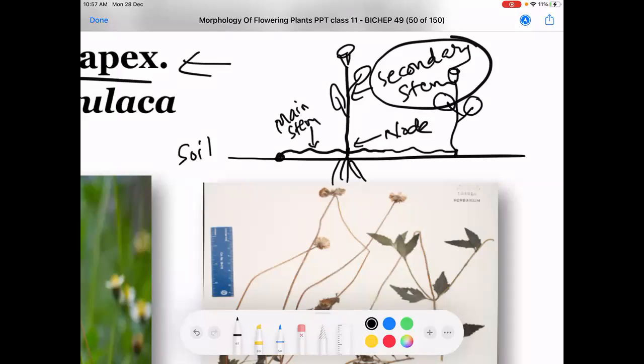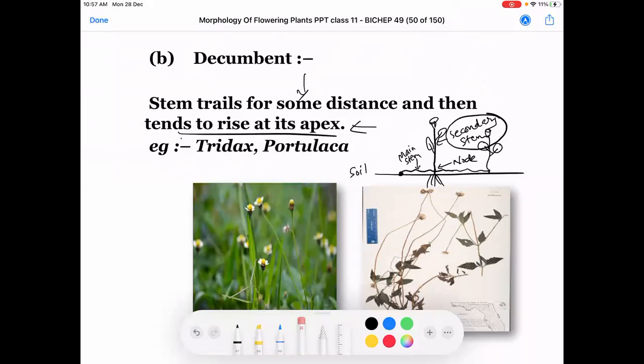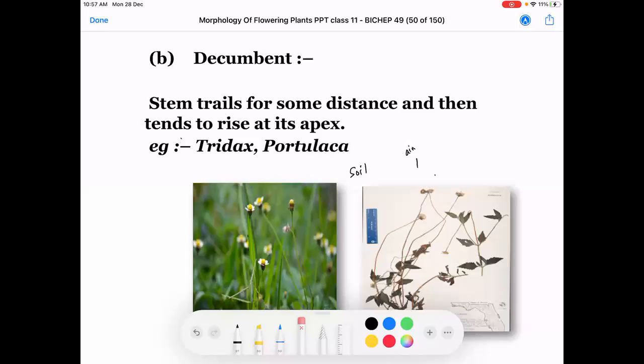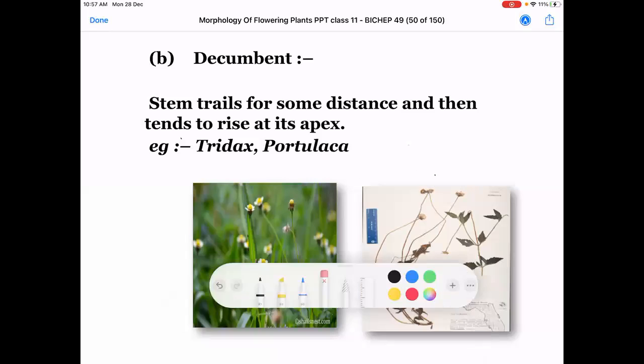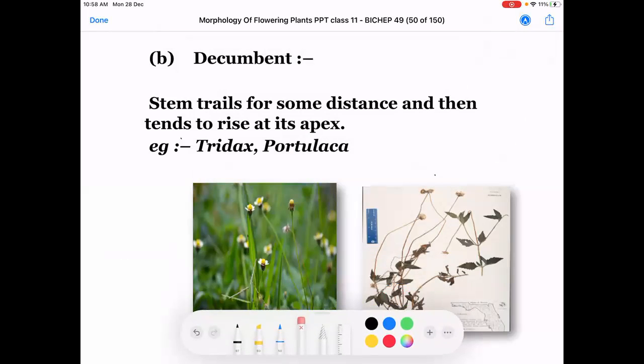Yes, sir. Okay, so this kind of weak stem is called the decumbent type of stem. Very commonly they are found around us, in the gardens around us. This is the picture given below, I think. What is this called in Gujarati, I forgot. It is Tridax, definitely. I forget the Gujarati name of this. Anyway, you remember Tridax. Or the second example is Portulaca.